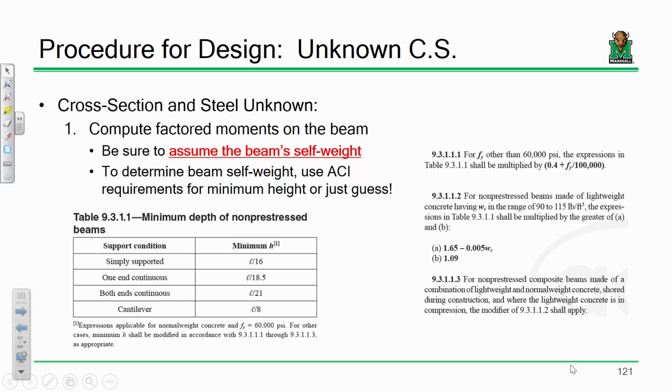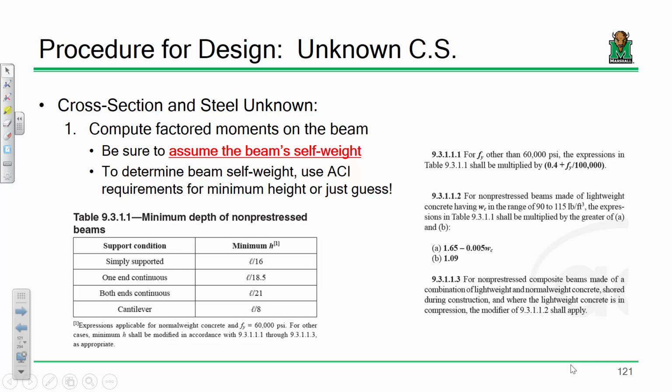Okay? So instead of just guessing, picking a value out of the sky, you can use ACI requirements that'll help guide this. So for example, if you're using regular old normal weight concrete, what this right here will tell you is the minimum height required for the beam, and this is really for deflection considerations, but ACI specifies that your beams must be at least this tall under various instances.